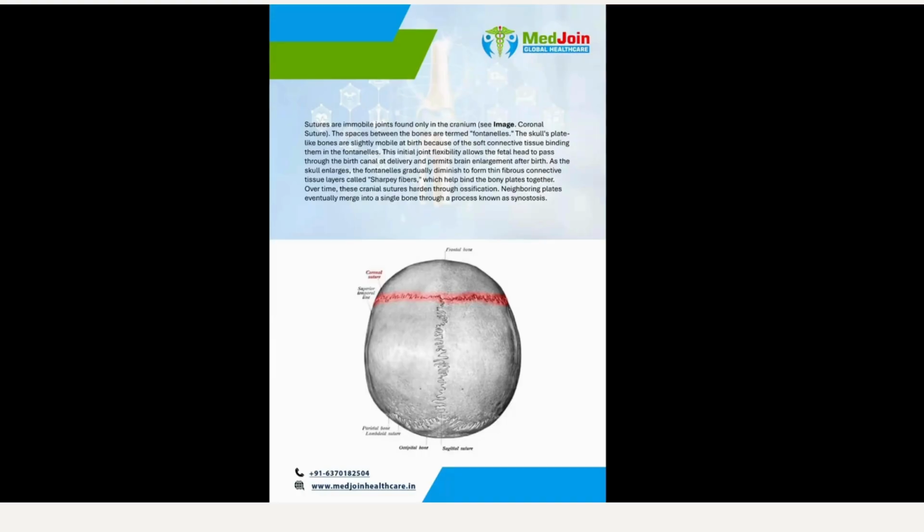The fontanelle allows the fetal head to pass through the birth canal at the time of delivery and permits brain enlargement after birth. But as the skull enlarges, this fontanelle gradually diminishes to form fibrous connective tissue. And there are Sharpey's fibers, like the tissue layer that is called the Sharpey's layer.